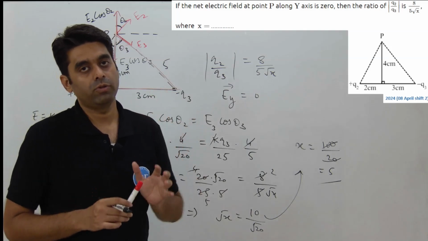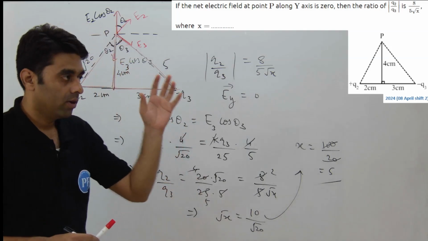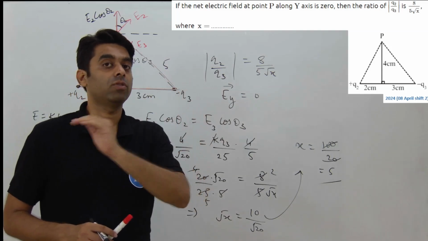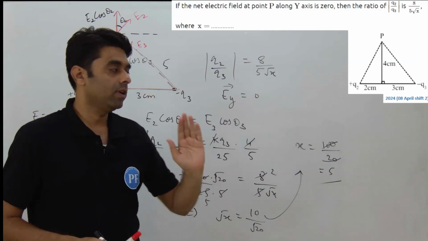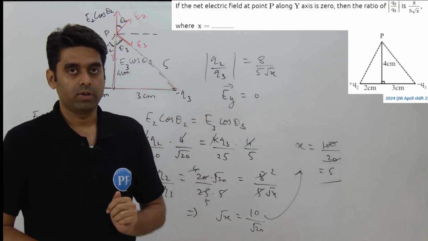I hope the solution is okay. First of all, we looked at the direction of electric field. We found the vertical components for both of them, and then we equated the vertical components. Let's move ahead.